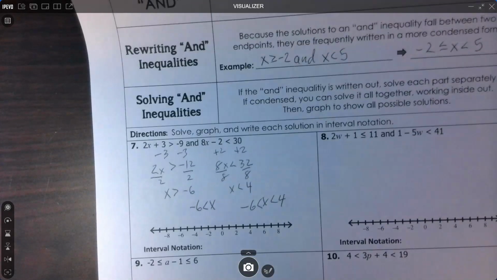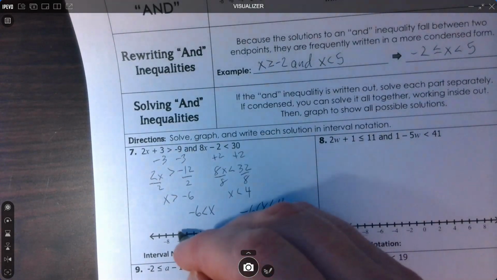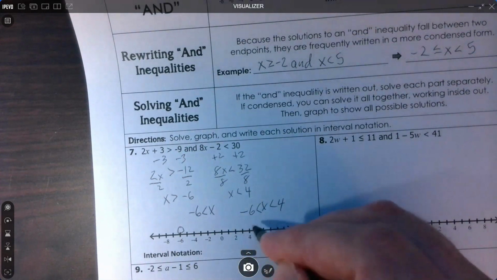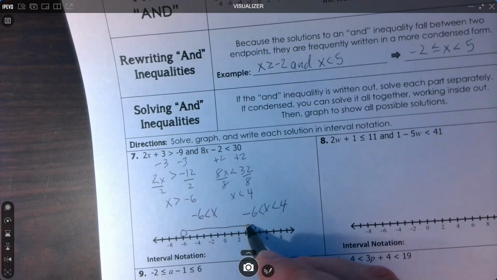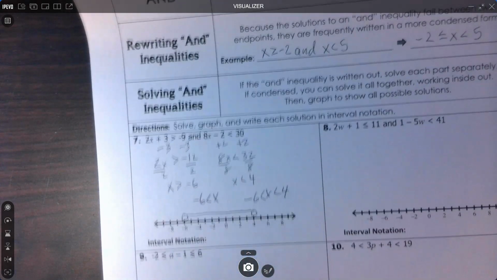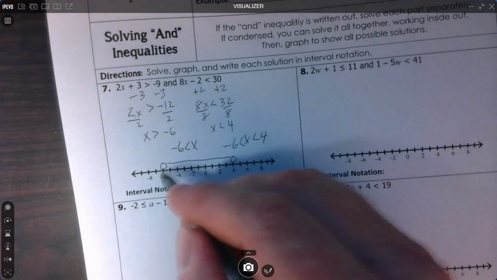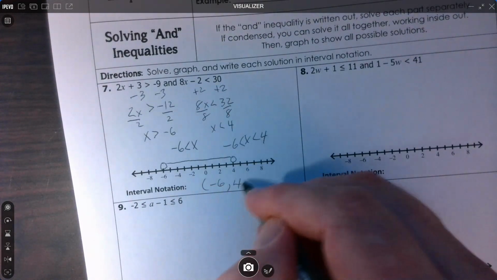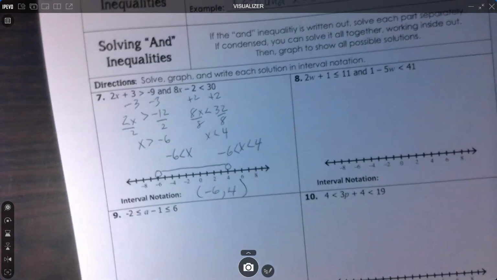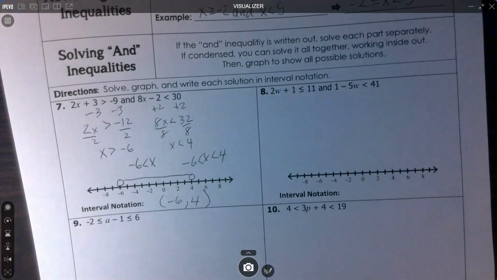Alright, so once I do that, I just know I'm going between -6, which is an open dot, and 4, which is an open dot, and then I'm just filling in between. Okay, so when I do that, I just have to write the beginning and end of this interval. And again, since no dots are filled in, everything's a parenthesis. So -6 to 4. And that's it. So that's how you do those.